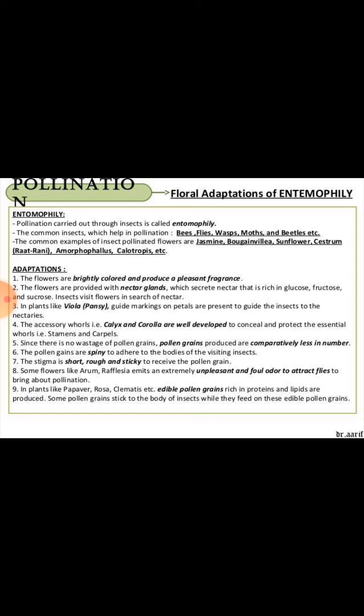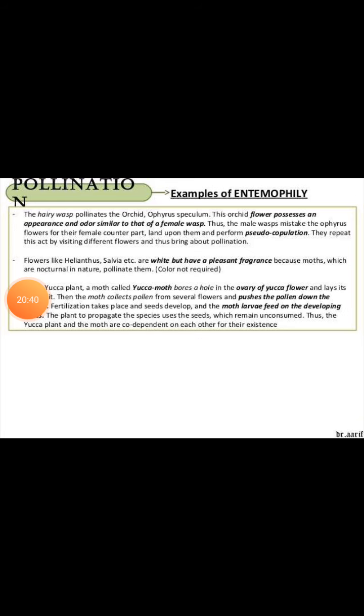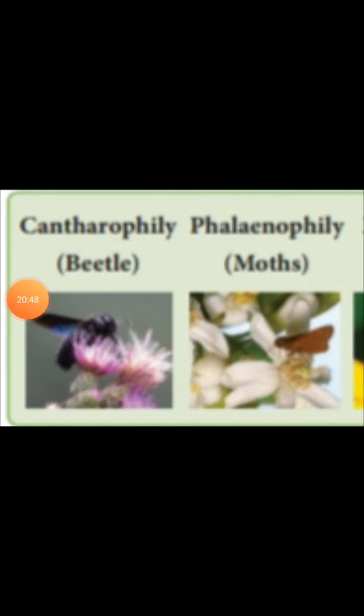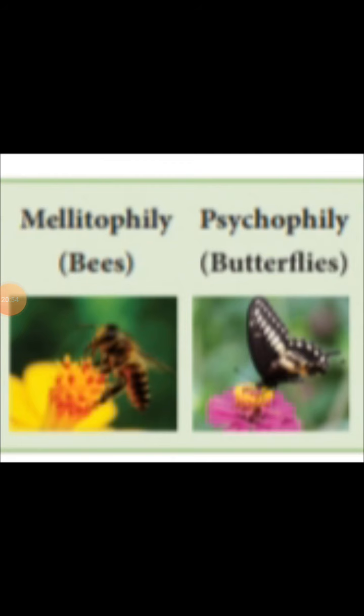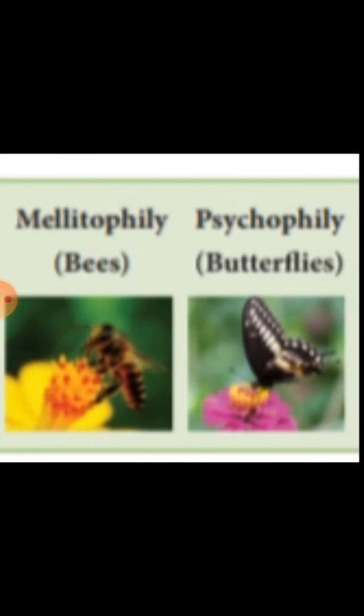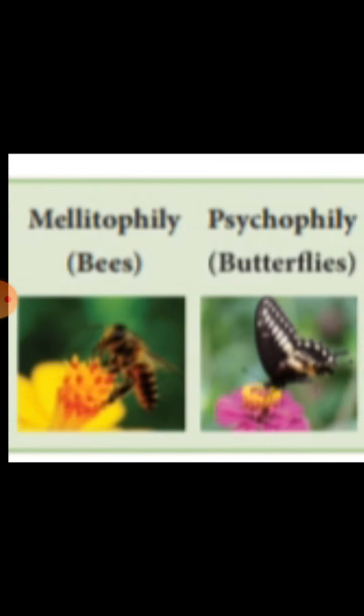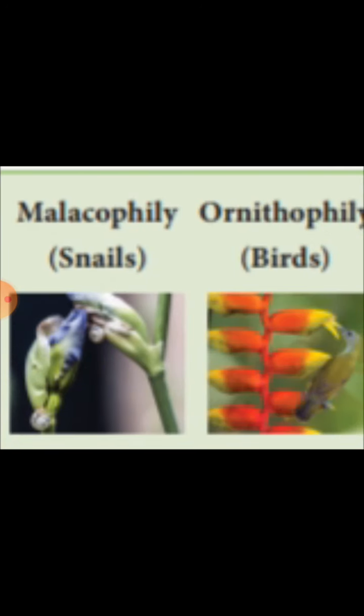Flowers pollinated by beetles have an odor that attracts them, making pollination easy. The flower has juicy parts that insects can suck up, for example Lucas aspera. These are some examples of entomophilous flowers. These all include cantharophily, phalaenophily, melittophily and psychophily, and these three areas are the majority done by entomophily only.